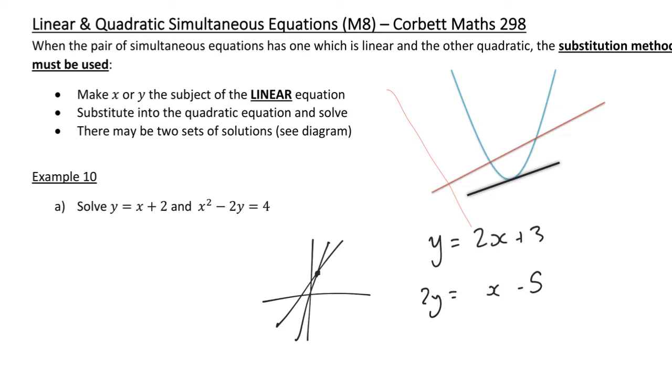The way that we can use to solve this is a variation of the substitution method, where we make the x or the y the subject from the linear equation. The linear is the one without the x squared. We then substitute it into the quadratic equation, the one with the x squared. We should get either one solution, or two solutions. And if we get to the stage where there are no solutions, that means the curve and the line don't meet. So let's have a go at example 10.